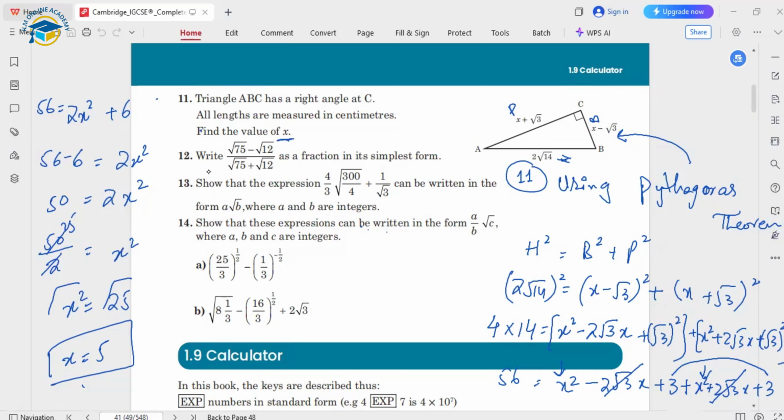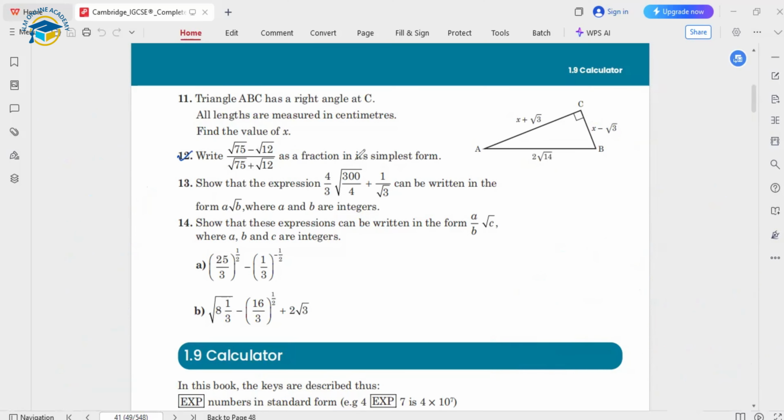Now let's move towards the 12th part. They're saying write this as a fraction in its simplest form. So we need to just simplify this fraction. So part number 12, we have been given the fraction (square root 75 minus square root 12) over (square root 75 plus square root 12). It's up to you if you want to first simplify this a bit and then go on with rationalization. But I will suggest that if I go first with simplification of these surds a bit and then rationalization, it will be much easier.